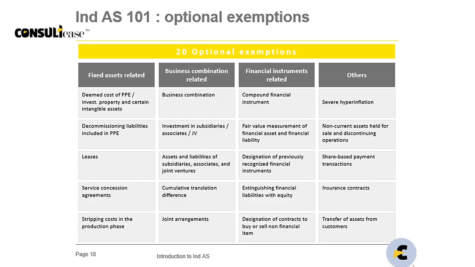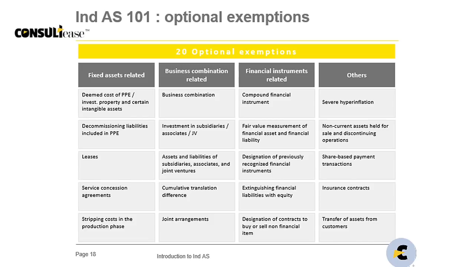As I said, there are 20 optional exemptions and a company must evaluate which option suits them better, which option they would like to apply. Now these 20 options can be largely classified into 4 categories. One, which relates to the fixed assets or the property, plant and equipment and intangible asset. Second, relating to business combinations or the consolidation. Third, relating to financial instrument, and fourth is the residual category. Let me take you through all these 20 optional exemptions.